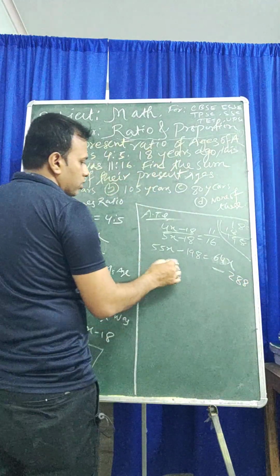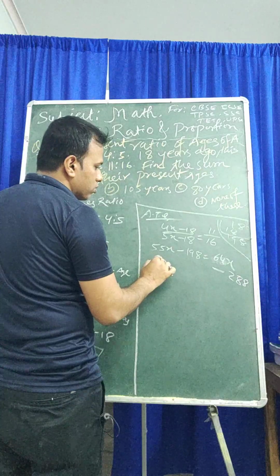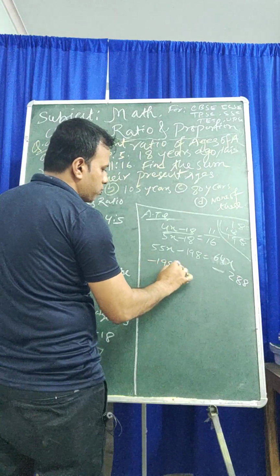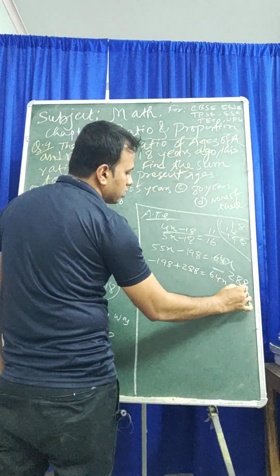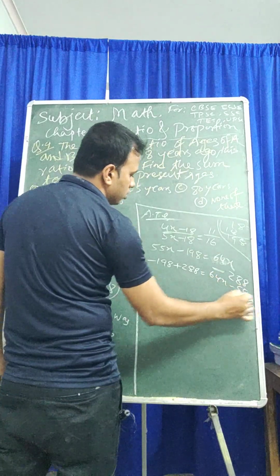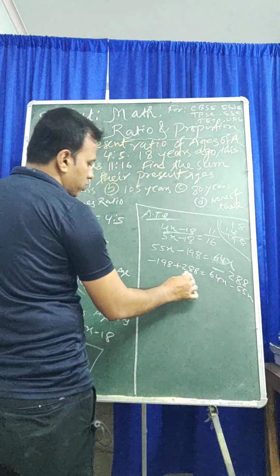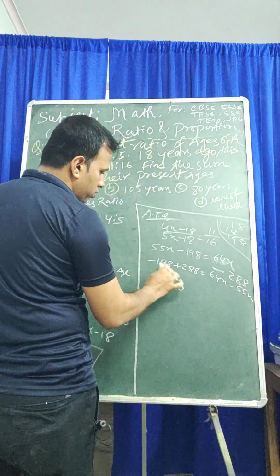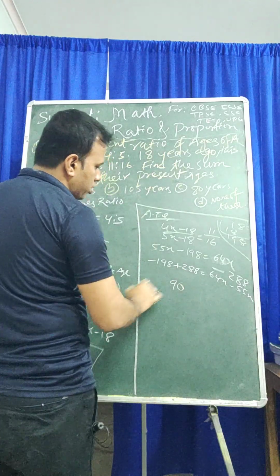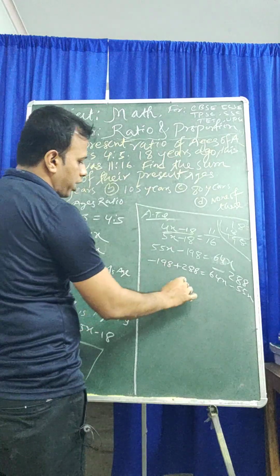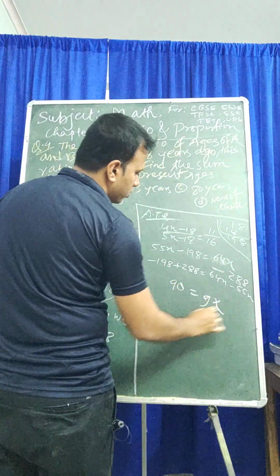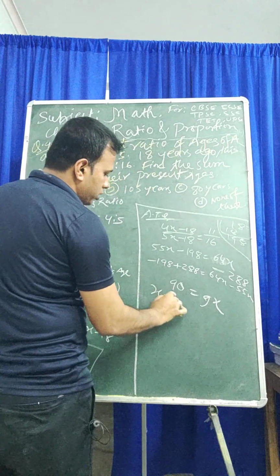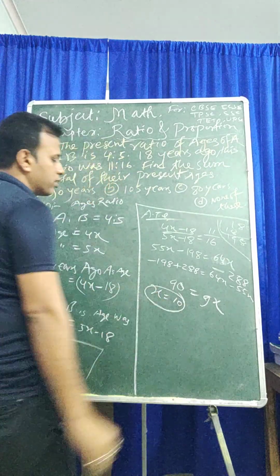Fine. So now minus 198 plus 288 is equal to how much? 64x minus 55x. So here it will be 90, and here it will be 9x. So x will be 10.